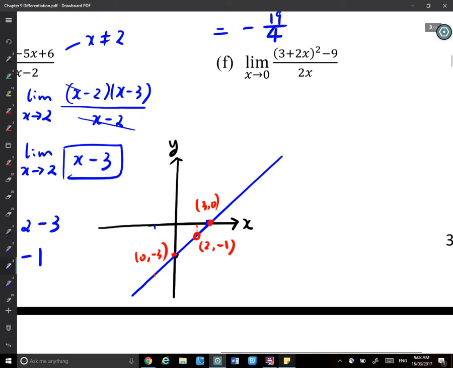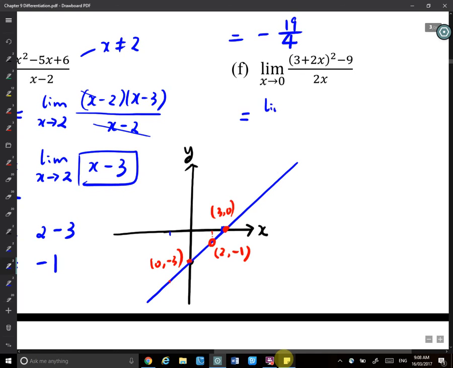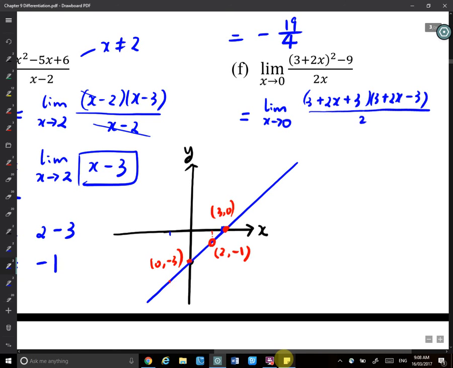Okay, for the next one, I still can't substitute 0 into it because the denominator is 0. So what I can do is factorize, expand or simplify. So I'll make x approaching 0. What I will have for the top will be 3 plus 2x plus 3 and 3 plus 2x minus 3. Okay, a squared minus b squared, a plus b and a minus b, over 2x.